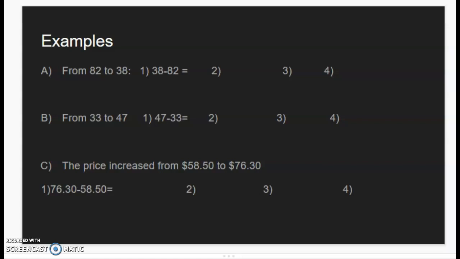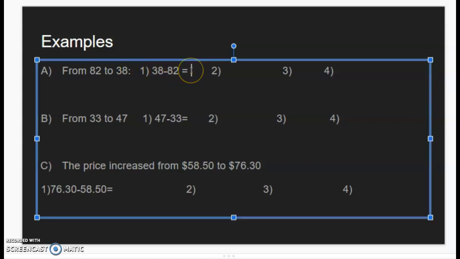So anyway, here's an example. I want to know the percent change from 82 to 38. So notice how I'm going to switch that around. This is the from, this is the to. The to minus the from is 38 minus 82. And when I do that, I get a negative 44.